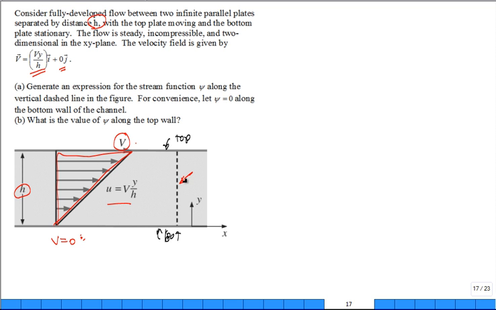Here's the line right there. For convenience, let psi equal 0 along the bottom wall. So they're saying down here, psi is equal to 0. Well, we go to our continuity equation.